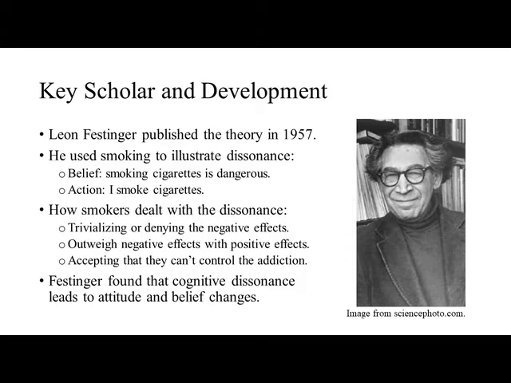1957. Now, 1957 was around the time when smoking was beginning to be studied by scientists, and people were starting to realize that smoking actually wasn't that healthy, and it was causing things like lung cancer, heart disease, and other negative medical problems. So Leon Festinger used smoking to illustrate how cognitive dissonance occurs. The two inconsistencies were that people believed smoking cigarettes is dangerous, but the action they took was smoking cigarettes.